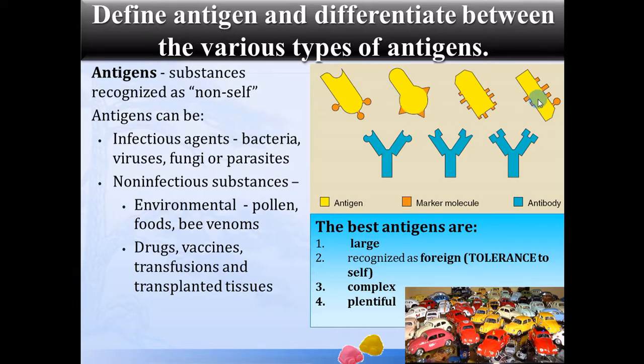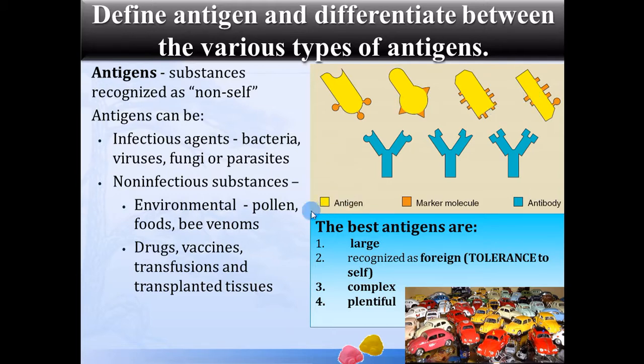How about this one, though? What will this fit on? This will actually fit that, the square. It'll fit the round one, and not the triangle one. So these little surface markers here, these are the antigens.